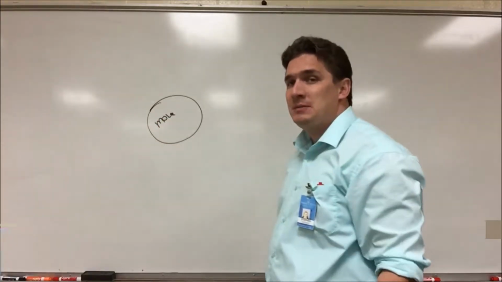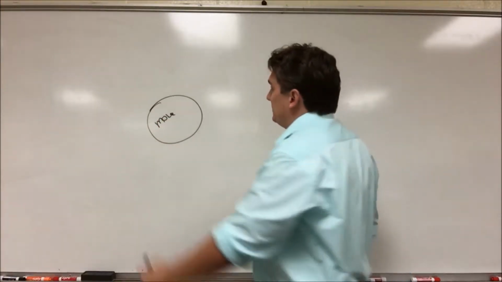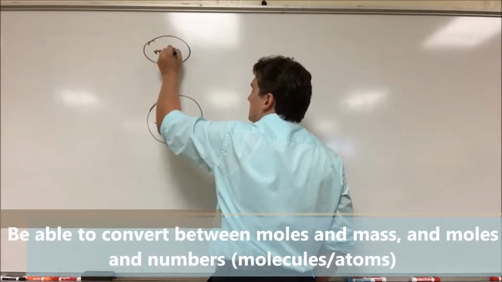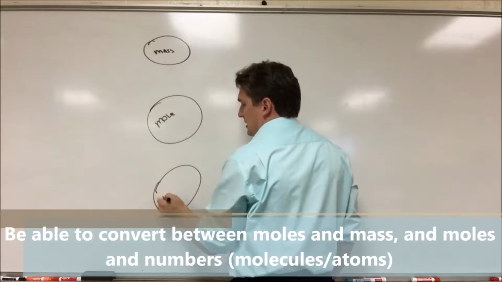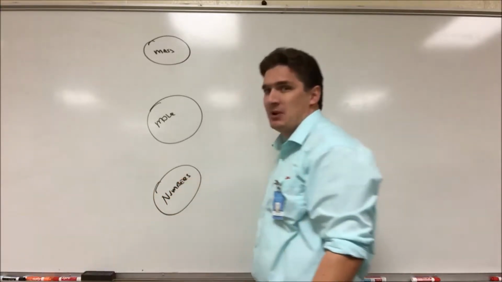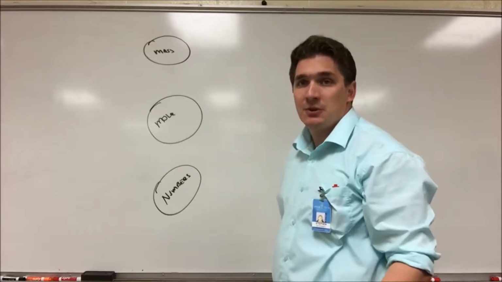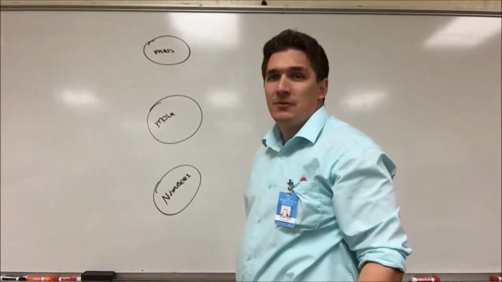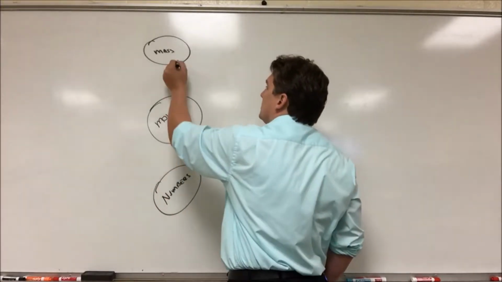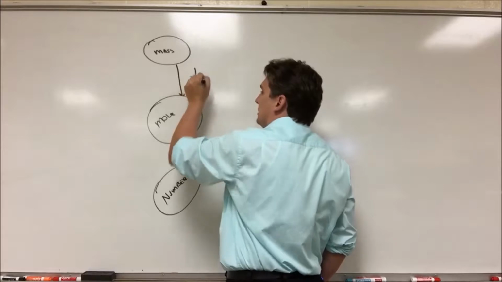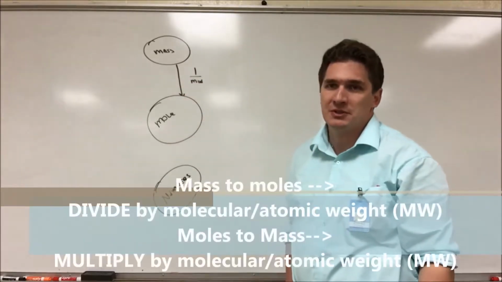Now there's two things you need to be able to go to when you work with a mole. You need to be comfortable converting back and forth between mass and moles and numbers. So numbers of atoms, numbers of molecules. Now, first one, practical one, is conversion of mass, because this is what we measure in the lab. So if we want to go from mass to moles, we're always going to take 1 over the molecular or atomic weight of what we're interested in.